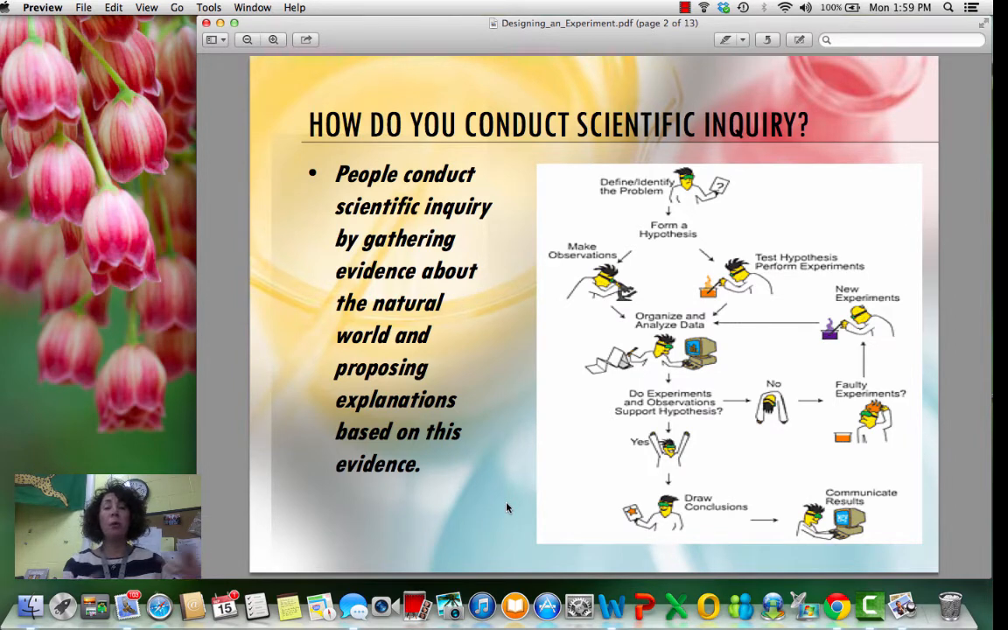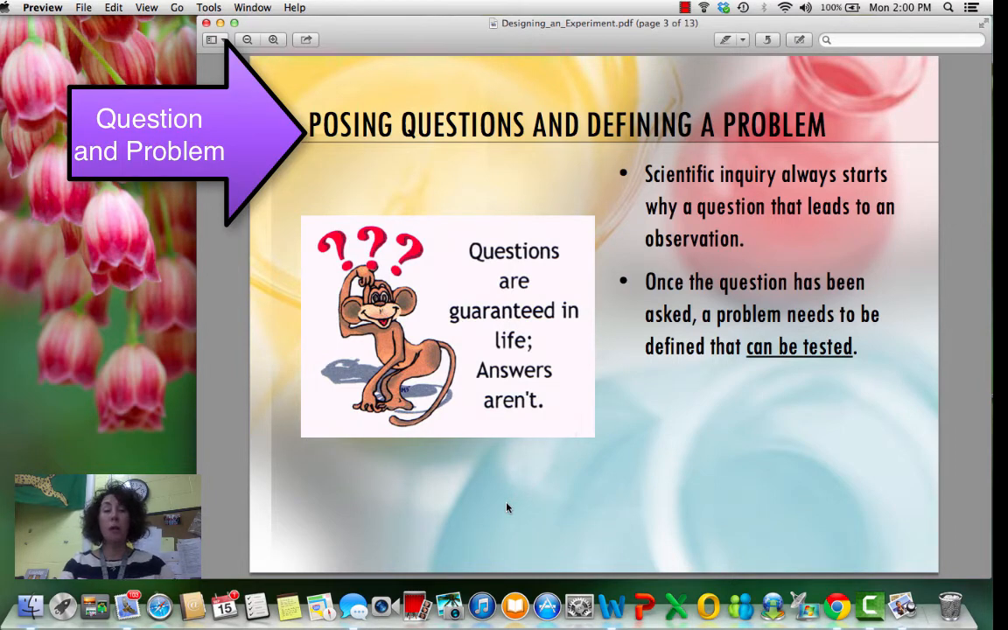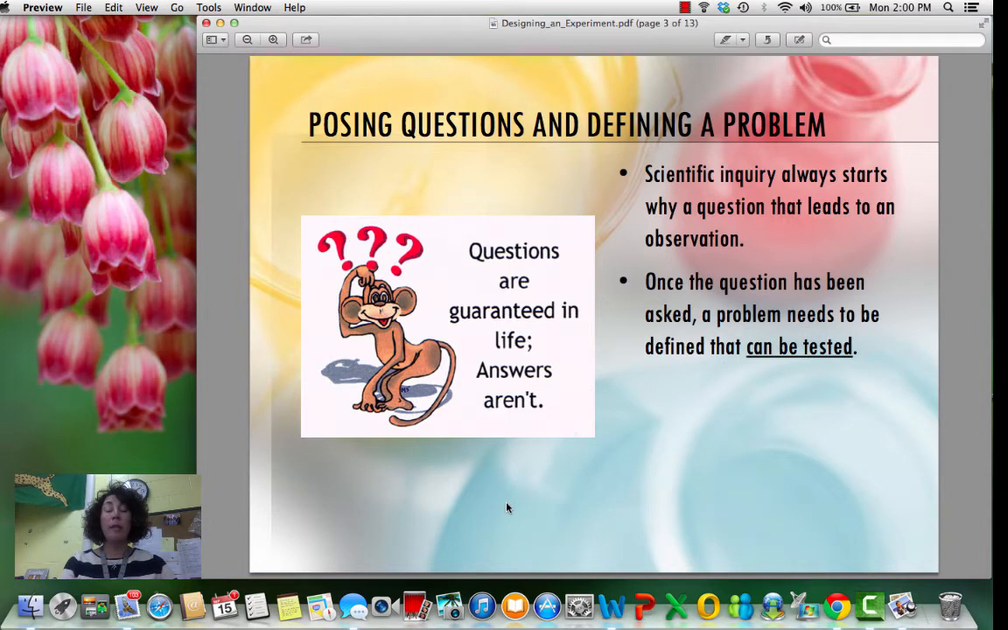So scientific inquiry is not this step-by-step process where it has to be that way and that's the only way it can get done. It really does have a lot of flexibility to it. But you got to start somewhere. And so where you start is with posing a question and defining a problem. Once that question's been asked, then that problem needs to be defined. And of course, we get onto testing, which is the fun part.